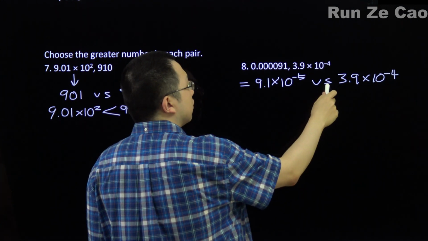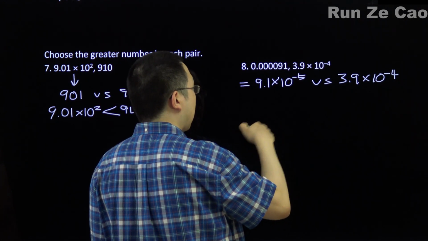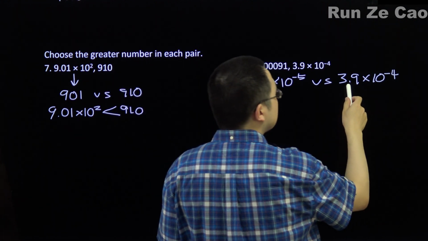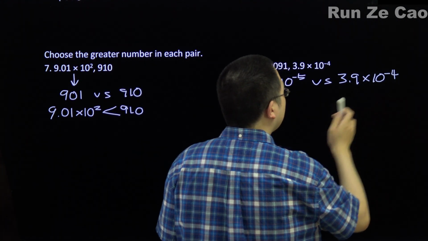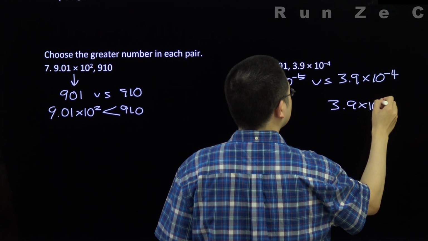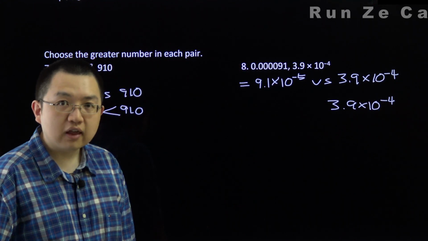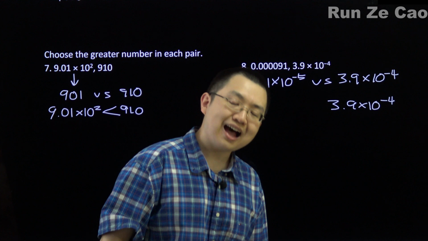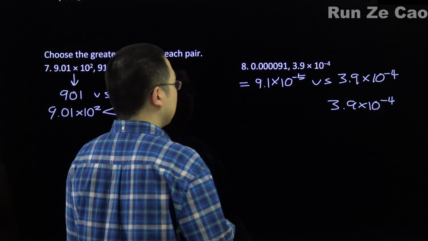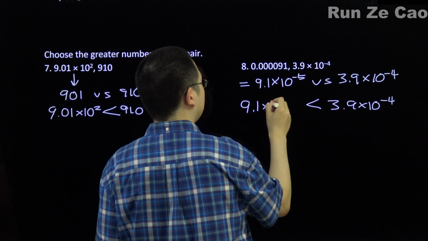And since these are normal scientific notation where it's between, including 1, and strictly less than 10, that means the 10 to the negative fourth one is going to be larger. 3.9 times 10 to the negative fourth is also equal to 39 times 10 to the negative fifth, which is of course going to be bigger than 9.1 times 10 to the negative fifth.